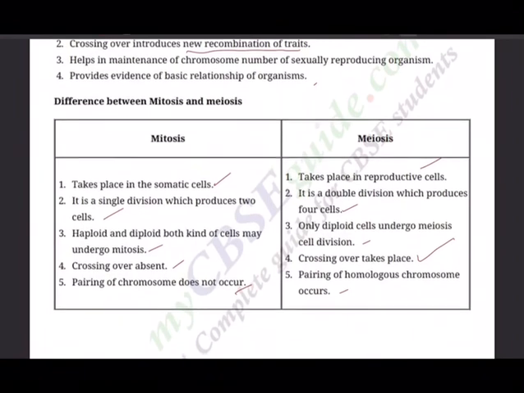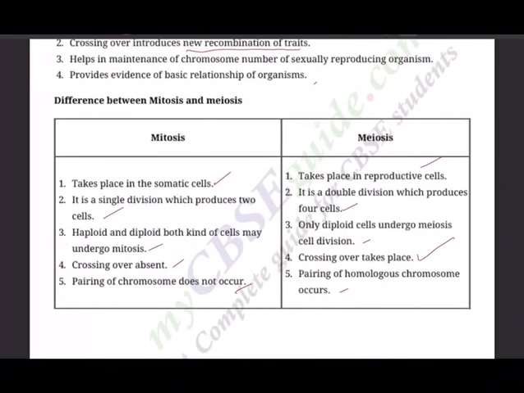So what is the difference between the two, mitosis and meiosis? Mitosis takes place in somatic cells or vegetative cells, and meiosis of course takes place in gonads, reproductive cells. Mitosis is a single division which produces two cells, as we discussed, and in the case of meiosis it is four daughter cells.